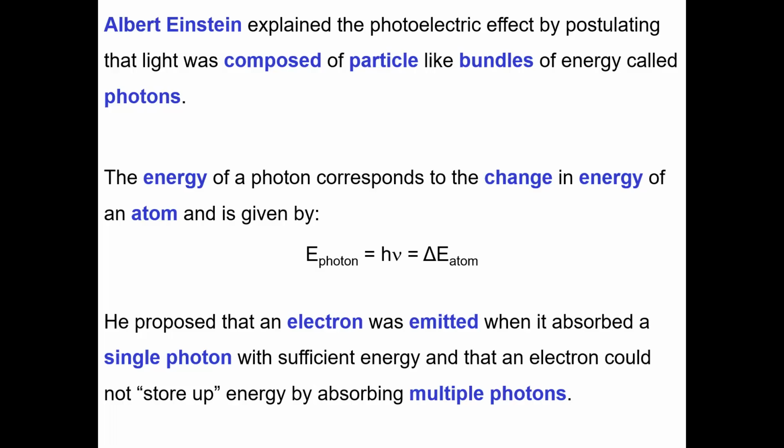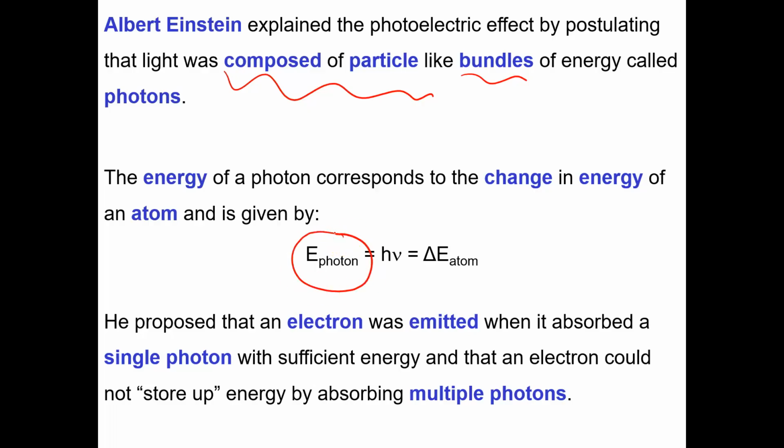So, Albert Einstein was able to successfully explain the photoelectric effect. But he had to assume that light was not waves, but rather was composed of particle-like bundles of energy called photons. And he kind of put his ideas together with Planck's. He says the energy of a photon corresponds to the change in energy of an atom.